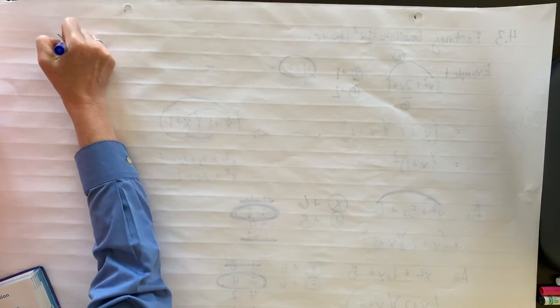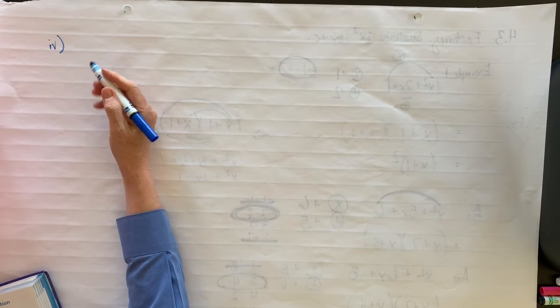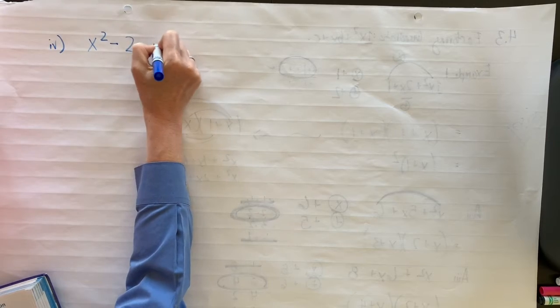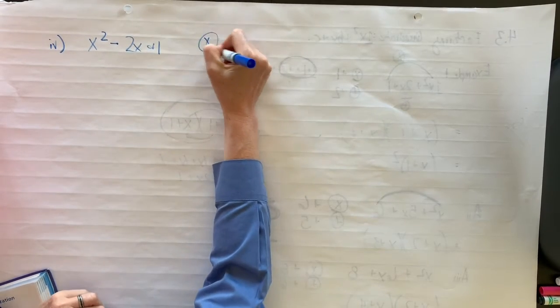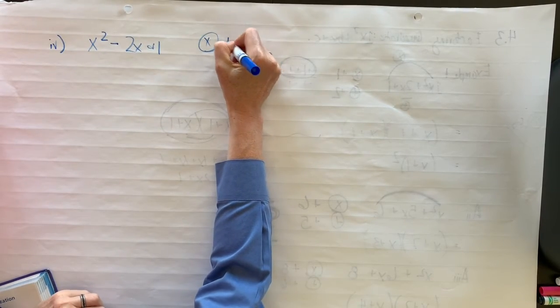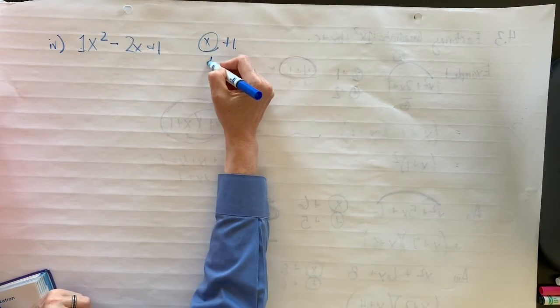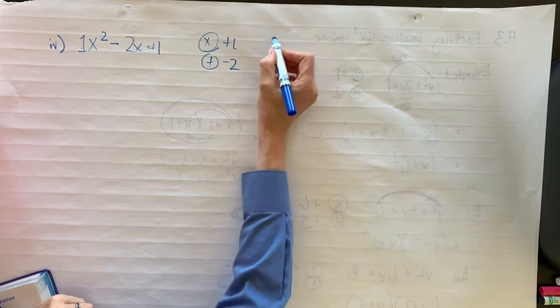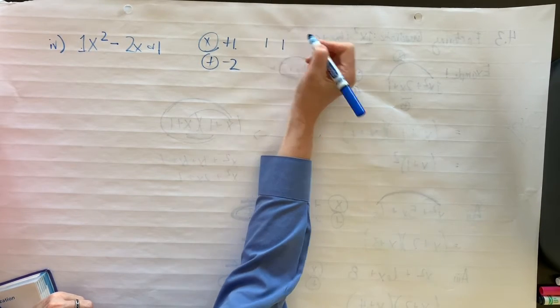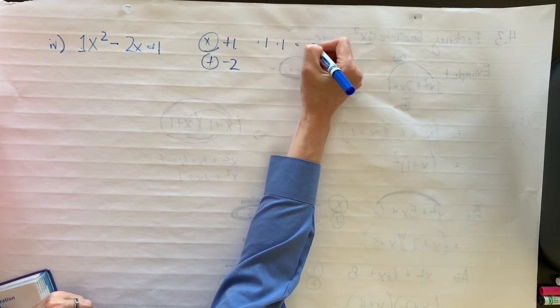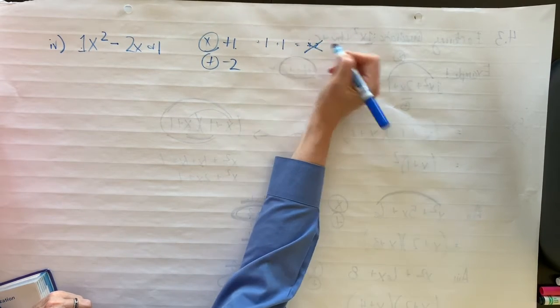Let's take a look at something with a negative number. So let's take a look at question number 4. I have x squared minus 2x plus 1. So I'm looking for two numbers which multiply to positive 1. Remember, there's an invisible 1. 1 times 1 is 1 and adds to negative 2. This example would be 1 and 1. And I can either put positive, positive, but I know that that's not going to work because that's going to add up to positive 2, which is not right.